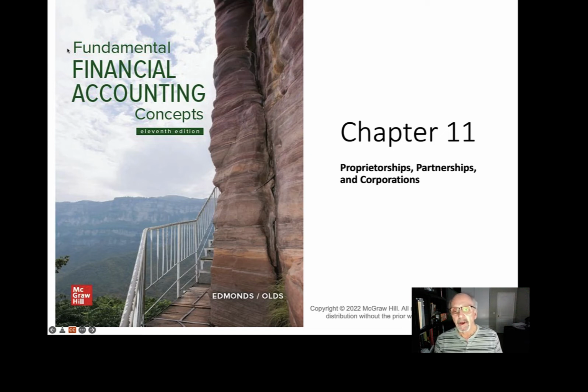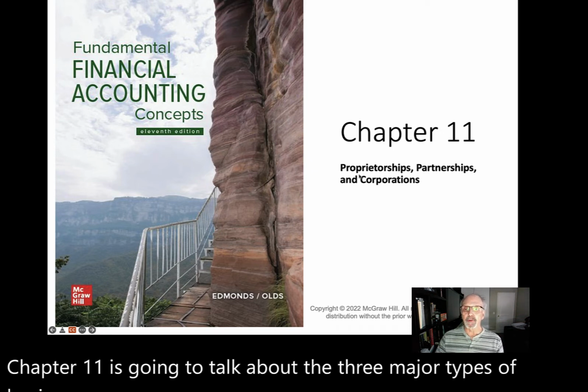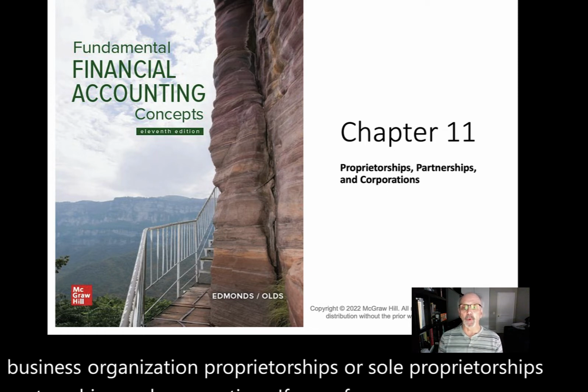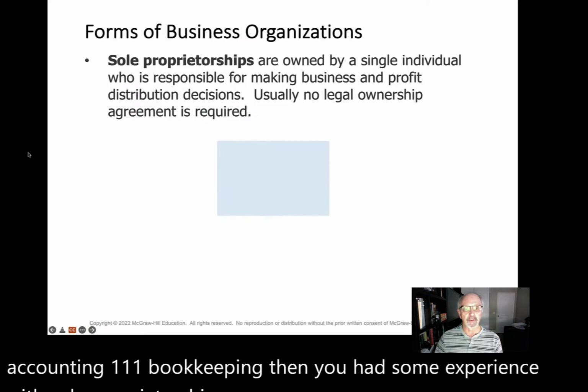Hello. All right, so we're going to jump into chapter 11 here. Chapter 11 is going to talk about the three major types of business organization: proprietorships or sole proprietorships, partnerships, and corporations. If any of you have taken Accounting 111 bookkeeping, then you had some experience with sole proprietorships and partnerships.